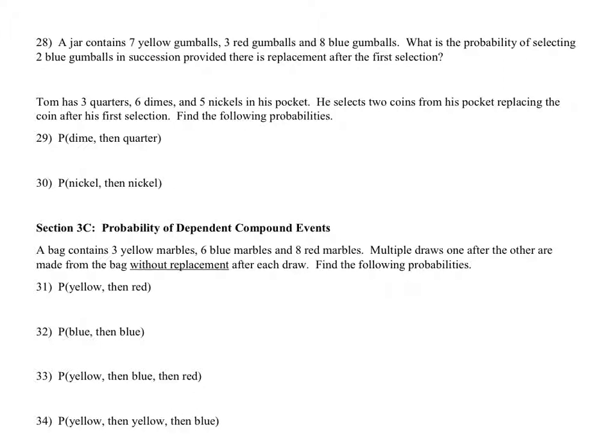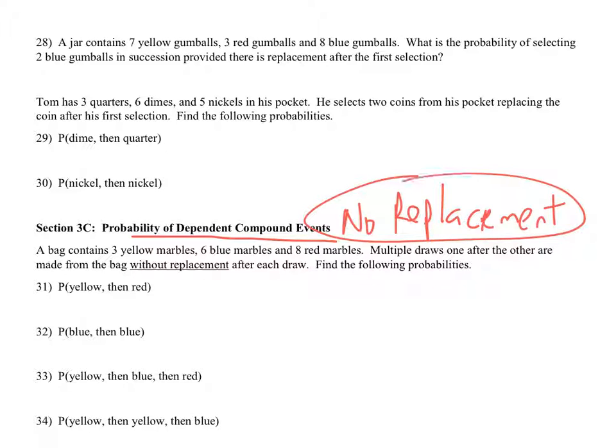Now let's look at probability of dependent compound events. This really occurs when you have multiple draws, whether it's 2 or 3, when there is no replacement after the draws. Because then the outcomes are affected, because you have less items for a second draw or a third draw, and that happens when there's no replacement.